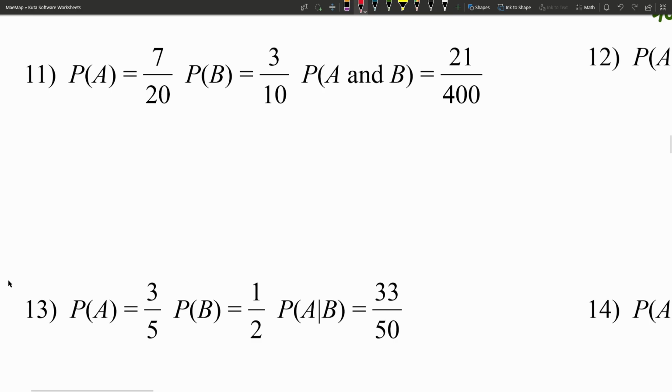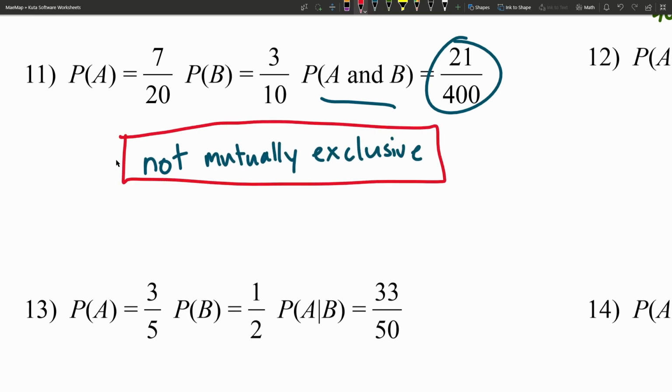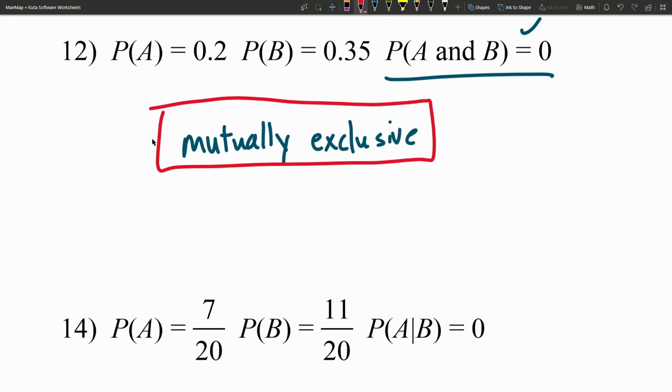And number 11 actually is pretty easy because look, they say that the probability of A and B is equal to some number, and that number is not 0. Therefore, right away, because there's intersection, these events are not mutually exclusive. Let's move on to number 12. Number 12, just as easy as number 11. All we have to do is look at this intersection. The probability of A and B is indeed 0. So because it's 0, these events are mutually exclusive. Let's move on to number 13.